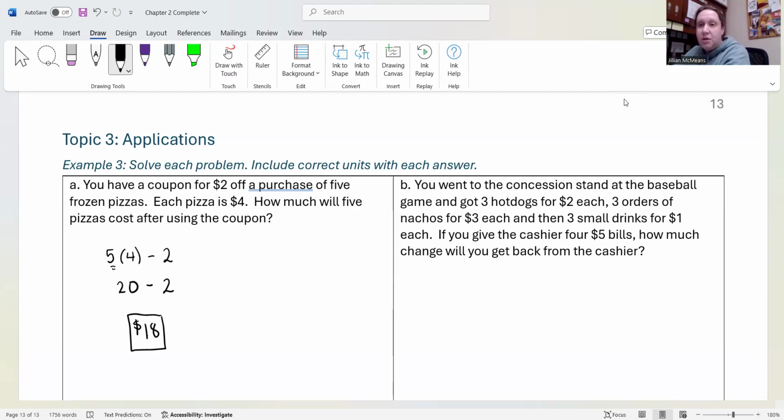We do stuff like this all the time when we go to the grocery store, but what we want you to see is that, hey, behind that just real world day-to-day kind of arithmetic is an order of operations type problem. Okay? Next up, we have part B.